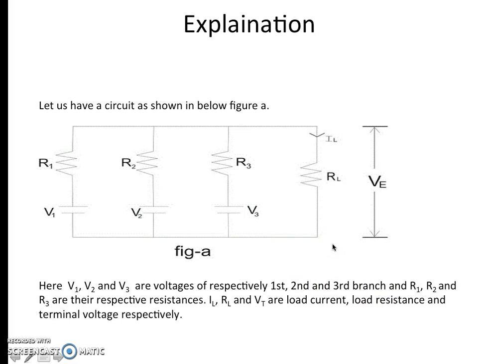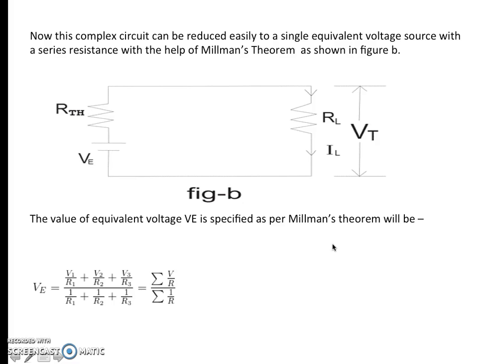Now this complex circuit can be reduced easily to a single equivalent voltage source with a series resistance with the help of Millman's theorem, as shown in figure B. This will come out to be RTH, V, this is RL, IL, and this will be the Vt. Now what will be your V? V will be (V1 by R1 plus V2 by R2 plus V3 by R3) divided by (1 by R1 plus 1 by R2 plus 1 by R3). It is the summation of V by R divided by the summation of 1 by R.